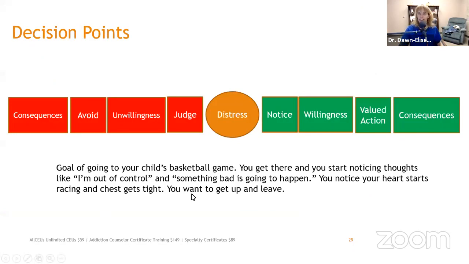So, decision points. When people are experiencing distress, when they first start this process, they feel the distress, they judge themselves. They say, this sucks, I shouldn't have this, I hate having this. They start having unwillingness to feel that emotion. They want to make it go away. So then they try to do things to avoid it, so they don't have to feel that anymore. They either leave where they're at, or they start refusing to go to places that might trigger it. The consequences are they become more and more imprisoned in their own PTSD pain.